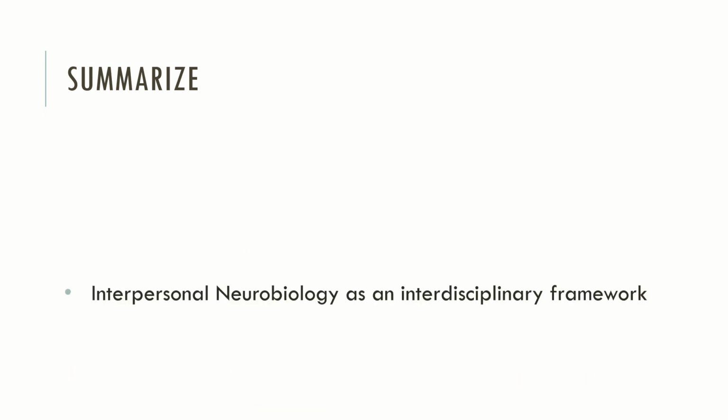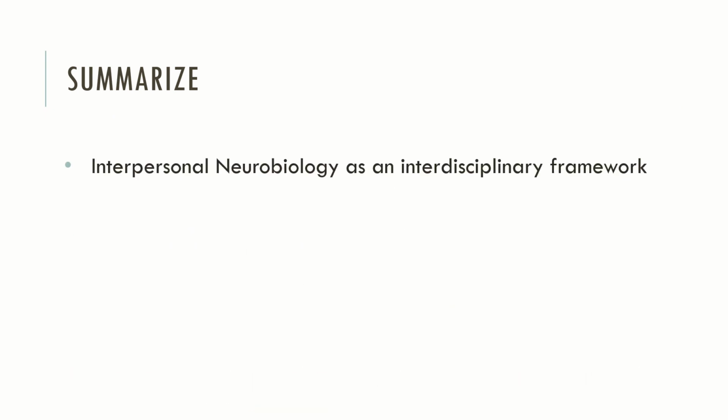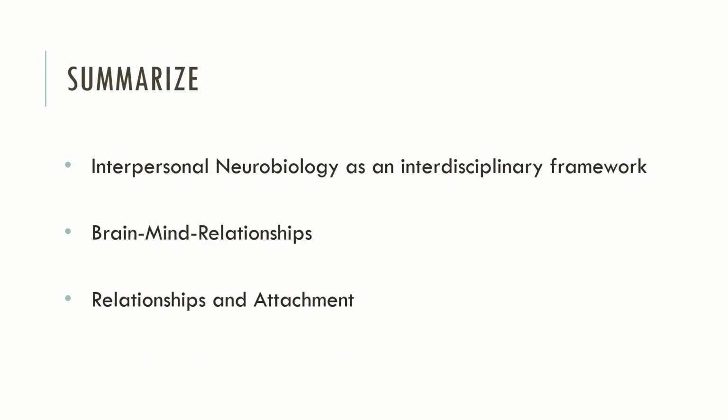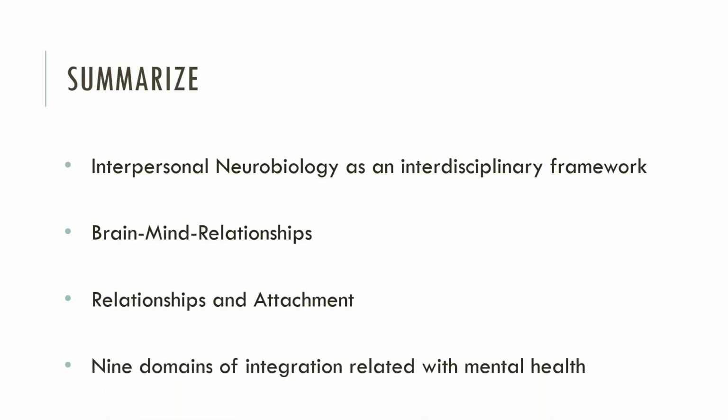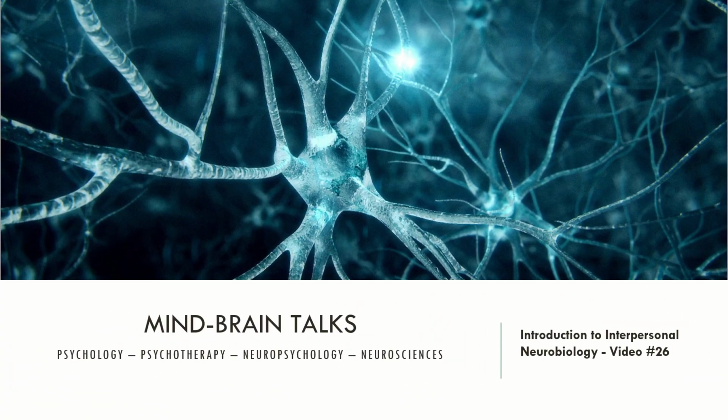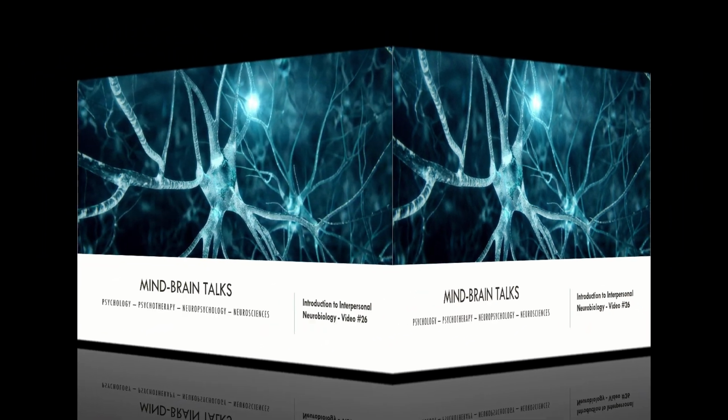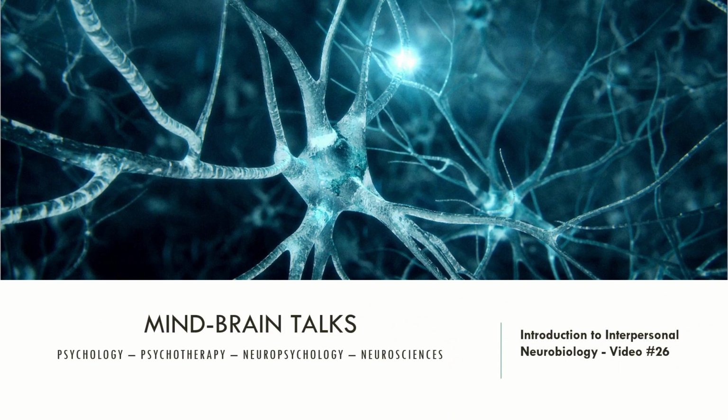So now let's just summarize the contents of today. Interpersonal neurobiology may be viewed as an interdisciplinary framework focused on brain-mind relationships. Also, it has a great emphasis on relationships and attachment, and has 9 domains of integration that are related to mental health. This is just an introductory video to show you what interpersonal neurobiology is. Don't worry, in the future we have lots of time to engage in deeper explanations, okay?